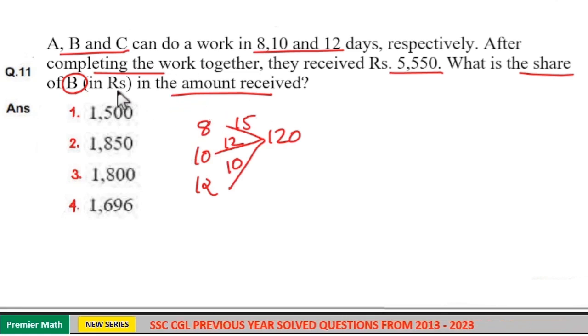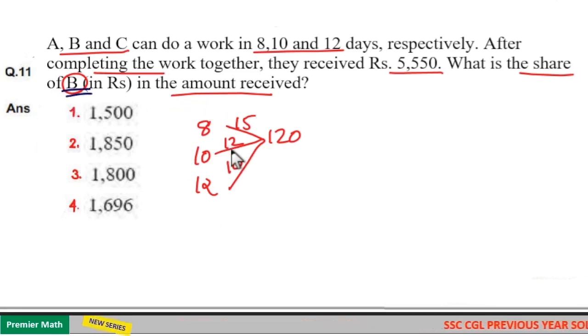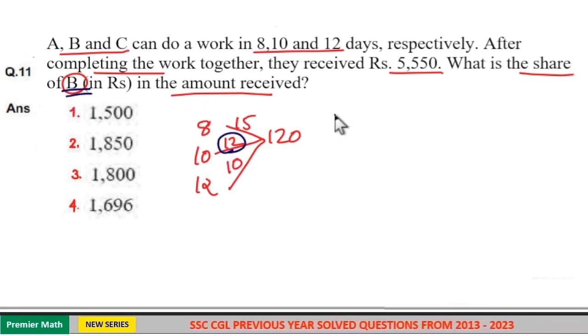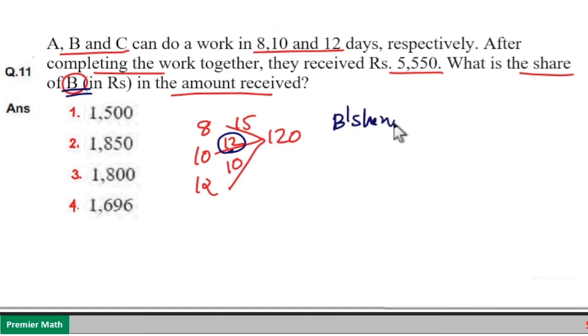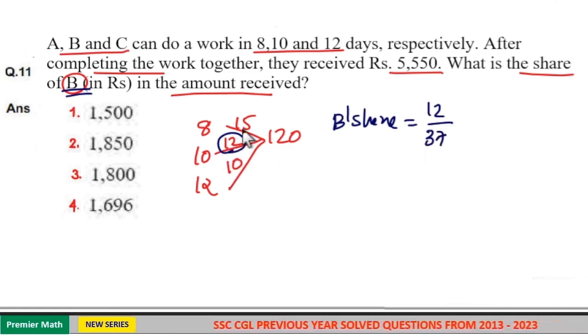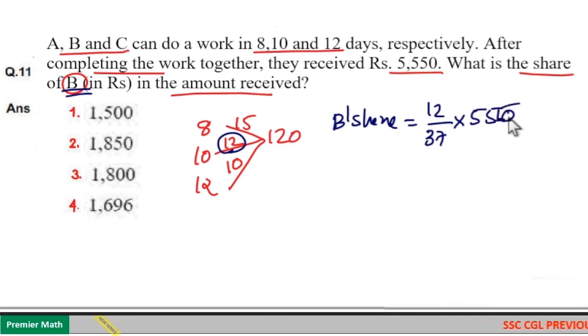Now, we need the share of B. Here the efficiency of B is 12 units. So B's share is equal to 12 units out of the total efficiency, which is 15 plus 12 plus 10. That is 37. That is, all 3 people's efficiency is 37. Now 12 by 37 into the amount received, which is 5,550.